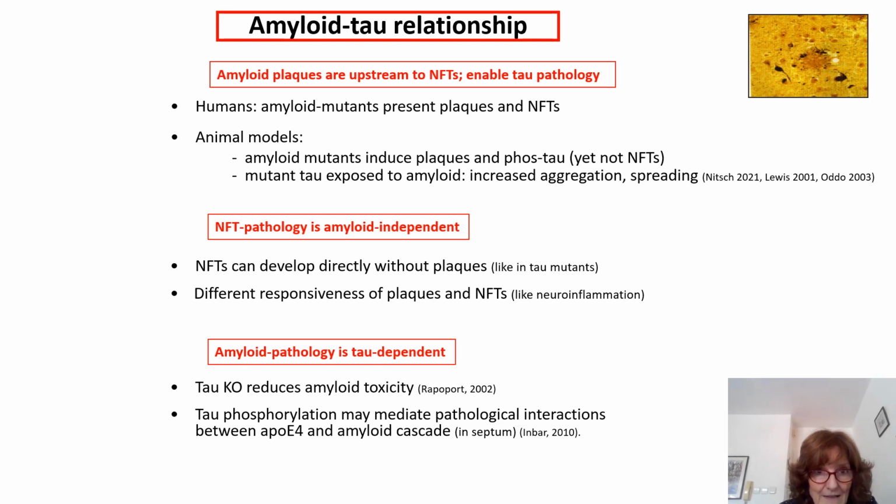Another aspect, actually, is amyloid pathology being tau dependent. We know that knockout of tau reduces amyloid toxicity, and also the study here of Professor Michelson shows that phosphorylation of tau can mediate pathological interaction between APOE and amyloid. So there are some indications that amyloid pathology is also tau dependent. Tau can influence the amyloid.